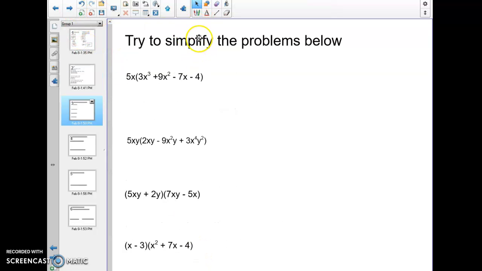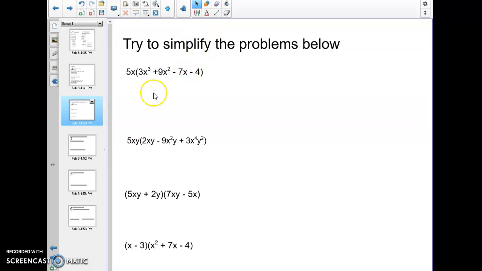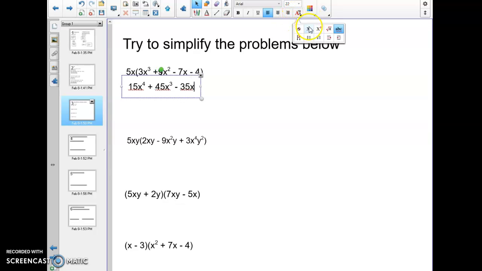Alright, simplifying these problems, this is simple distribution. Once again, when we're multiplying exponents, it's important to know we're adding the exponents. And when there is no exponent written, it's assumed to be 1. So this is 15x to the 4th. This is 45x cubed. This is minus 35x squared. And this is minus 20x.